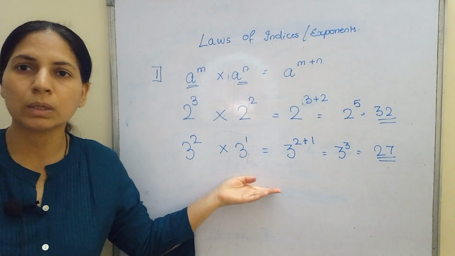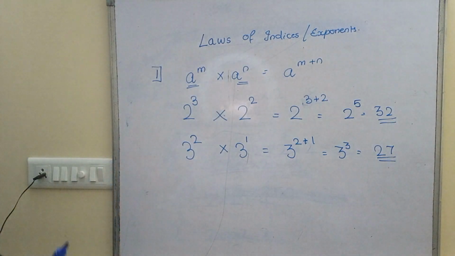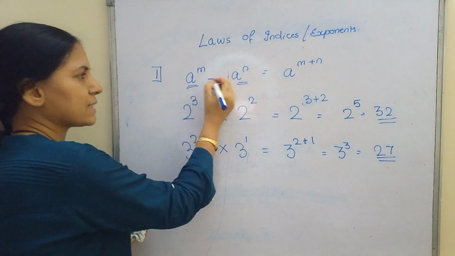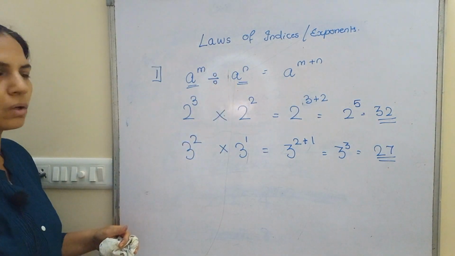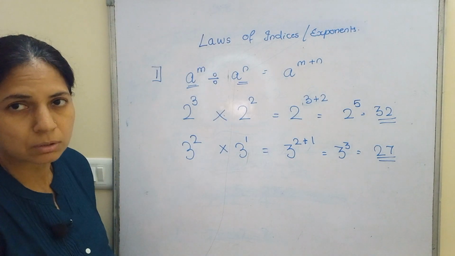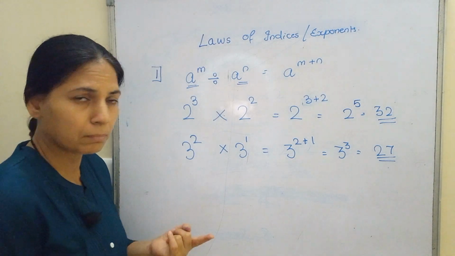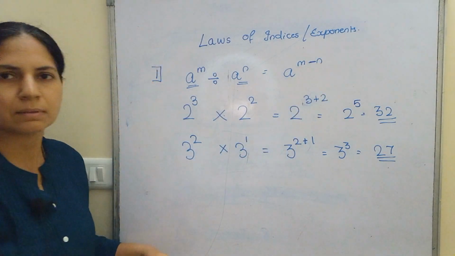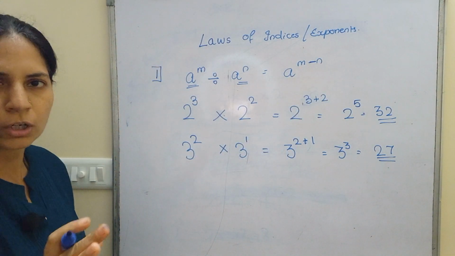Let's go ahead with rule number 2. Rule number 2 says, if instead of this multiplication it is a division. So what is opposite of multiplication? Division. So what is opposite of addition? It would be subtraction. This will get subtracted. Need not get confused.